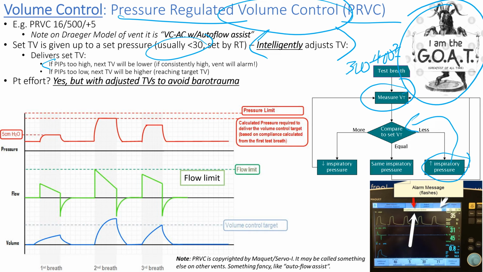So you have the ability to adjust that. We can adjust this pressure limit. If they need a lot more volume, because they keep hitting the pressure limit, they keep hitting 35 every single time, we can change it to 40 so we get a better volume, just like in our pressure control modes.